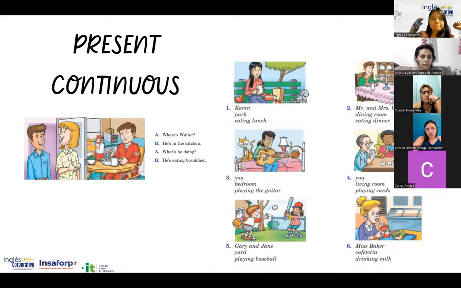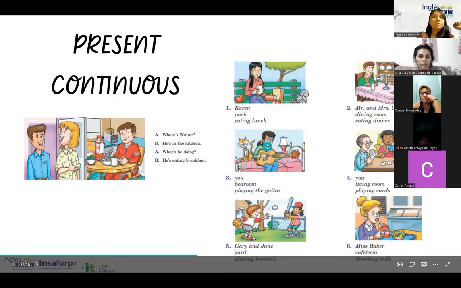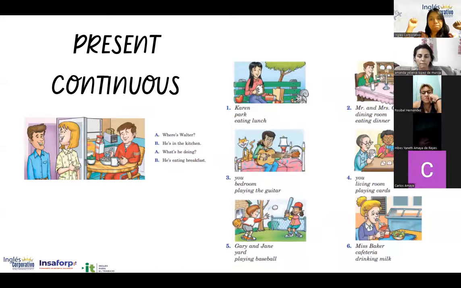Number three, guys. What is he doing in his bedroom? He's playing the guitar in his bedroom. Okay, so now in this case, if we ask, what are you doing? I am playing guitar in my bedroom. Yes, okay. We need to make the subject and verb agree. The subject has to agree with the question, okay? Yes, so now number four.